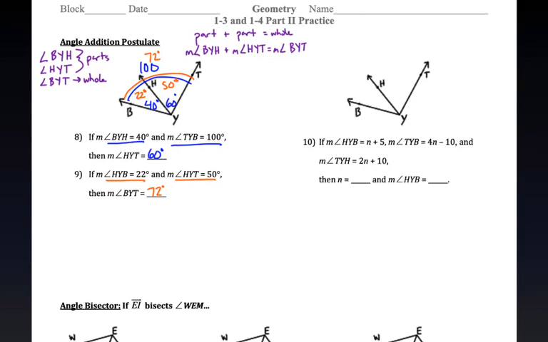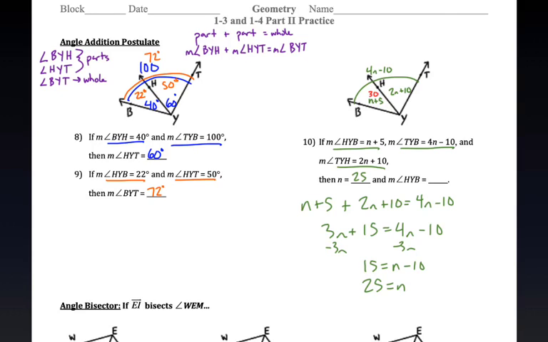Okay. Number 10, it gives us that HYB is n plus 5. We have the algebraic expressions. TYB is 4n minus 10. That's the whole. So I got the part here, got the whole here, and then TYH rather is 2n plus 10. Doesn't it help a lot to have those things written in? Hopefully that's the way you're doing it. Now it's the part plus the part equals a whole. Make sure you don't go part plus whole equals a part.